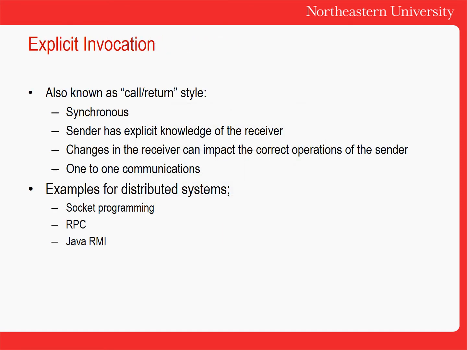So explicit invocations, also known as a call return style, are synchronous. The sender sends a request and waits for the response. The sender has explicit knowledge of the receiver. It knows its identity, and it's typically a one-to-one communication. We've seen examples of this already in the course: socket programming, remote procedure calls, and an example of that is Java's RMI protocol.